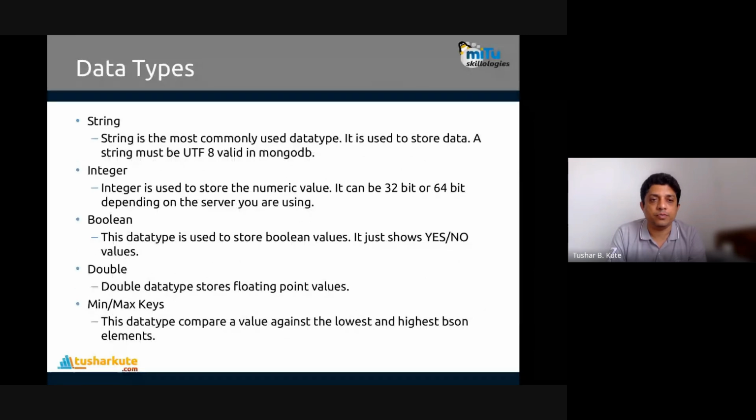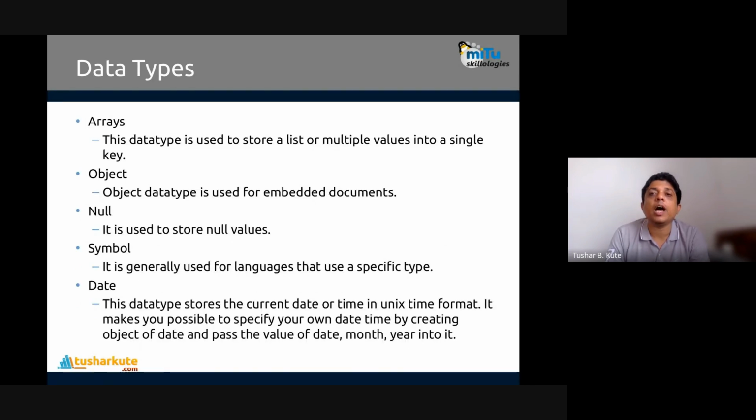Fine, those are the primary advantages. Now, what data types can you have? Data types are very essential to know. I can store strings, UTF-8 compliant; UTF-8 Unicode data also can be stored. Integer, 32-bit, 64-bit. Boolean, the values are yes and no. Double, floating point. Min and max keys, the highest and lowest BSON element. Arrays, a collection of similar kinds of data, can be stored.